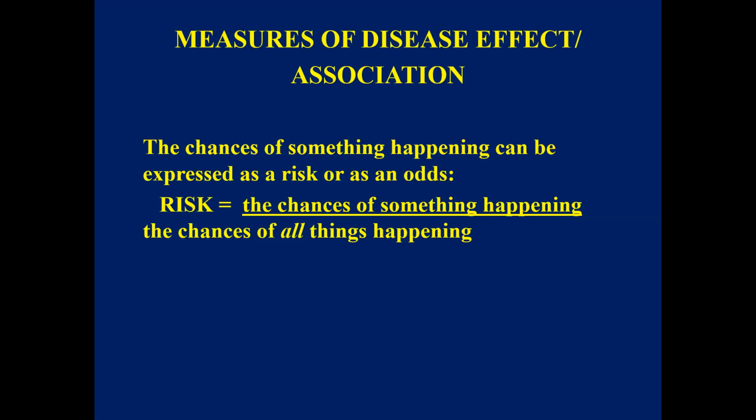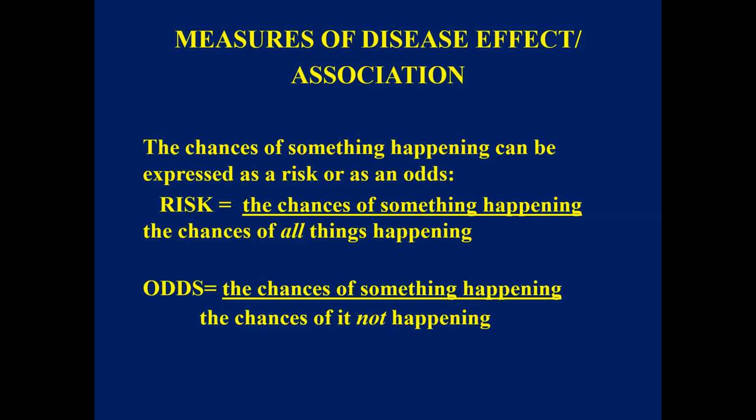So the risk is the chance of something happening divided by the chance of all things happening. I'll tell you an example later. Just first understand the definition. Now the odds is the chance of something happening divided by the chance of something not happening. If you look at the difference between the two definitions, one is something happening by all things happening, that's all possible events, whereas odds is something happening by chance of it not happening.